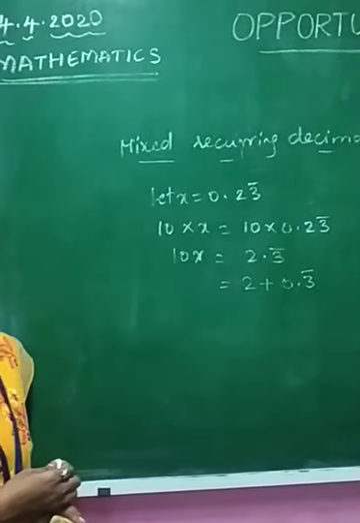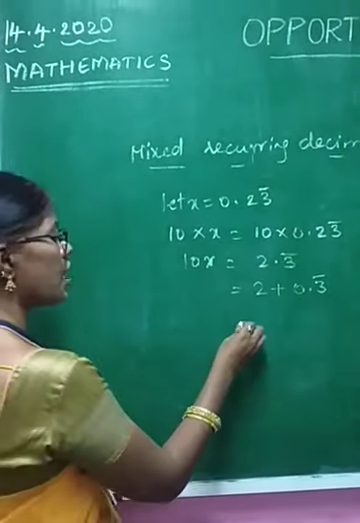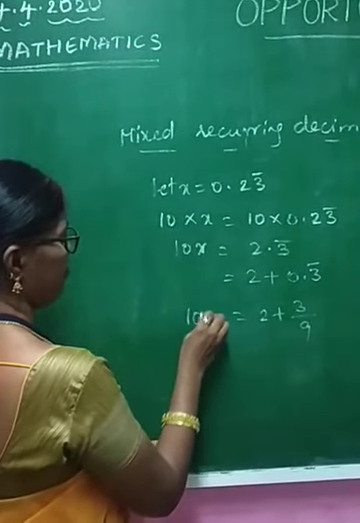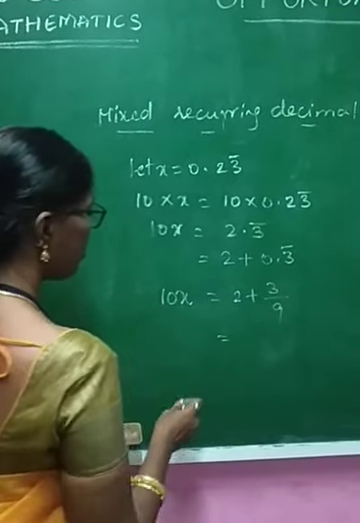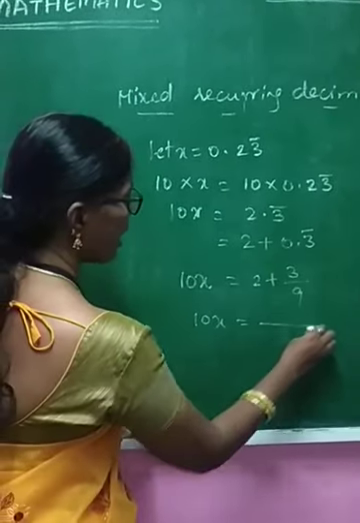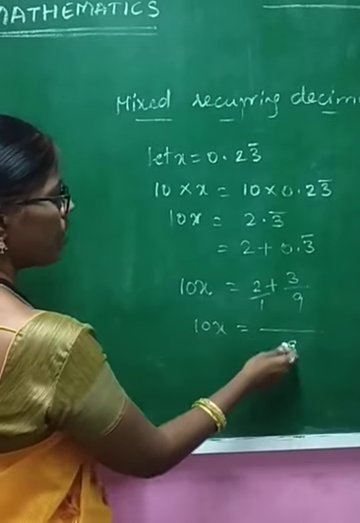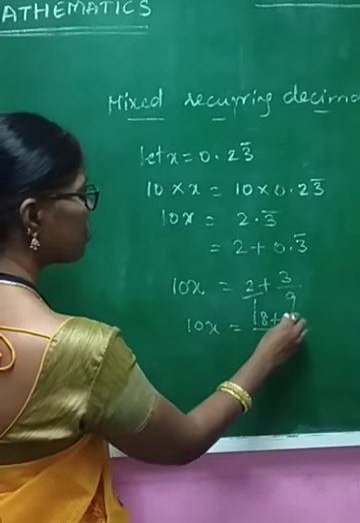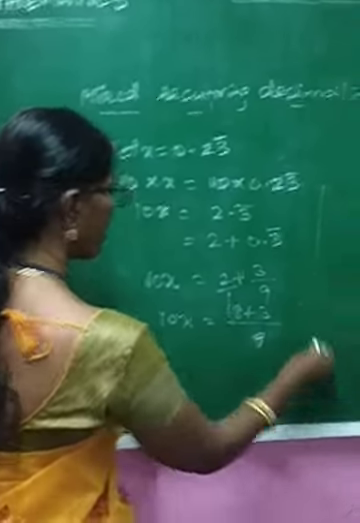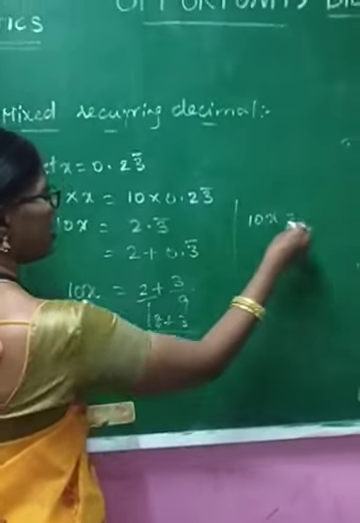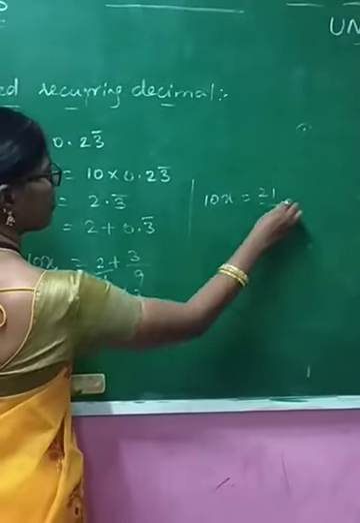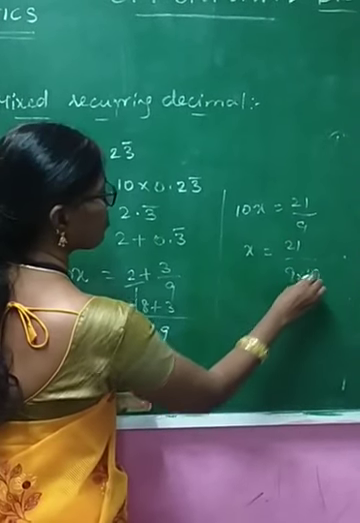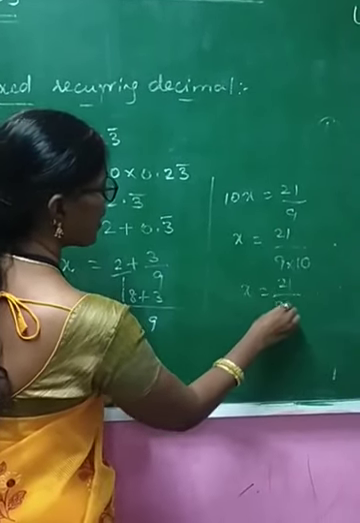So now you know the value of 0 point bar 3. It is nothing but 2 plus 3 by 9. So now here 10x is equal to, taking 9 as LCM, 2 means 2 by 1 and 9 twos are 18 plus 9 ones are 9, so 1 into 3, 3. So 10x is equal to 18 plus 3, 21 by 9. x is equal to 21 by 9 into 10. So x is equal to 21 by 90.